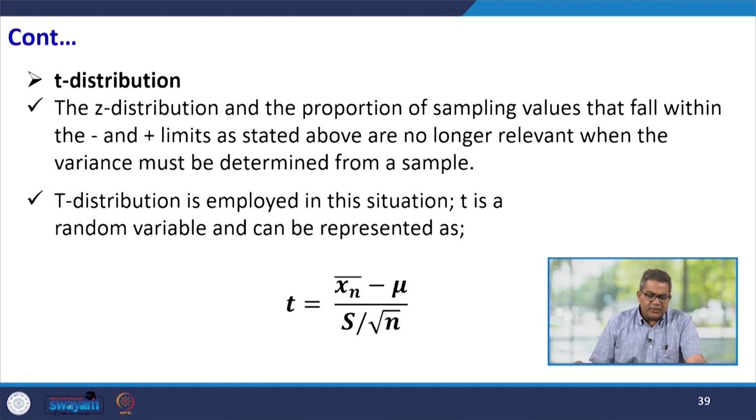Let us talk about the t distribution. The z distribution and the proportion of sample values that fall within minus plus limits as stated are no longer relevant when the variance must be determined from a sample. The t distribution is employed in this situation, and t is a random variable and can be represented as t is equal to bar x minus mu over s over square root of n.